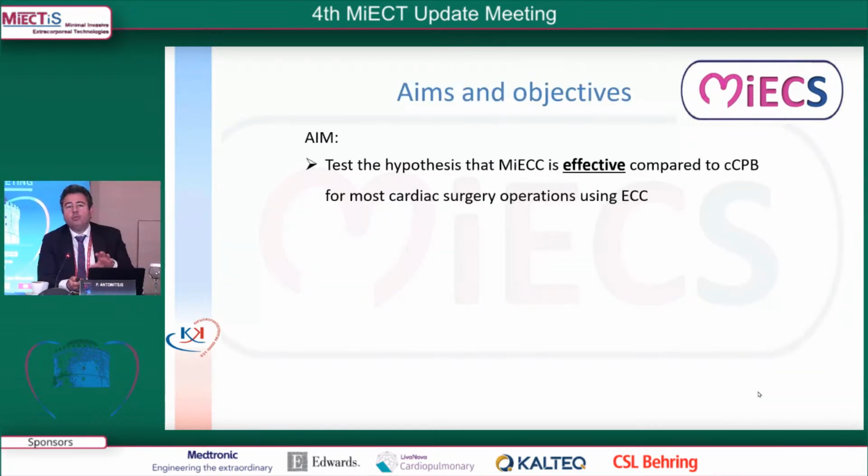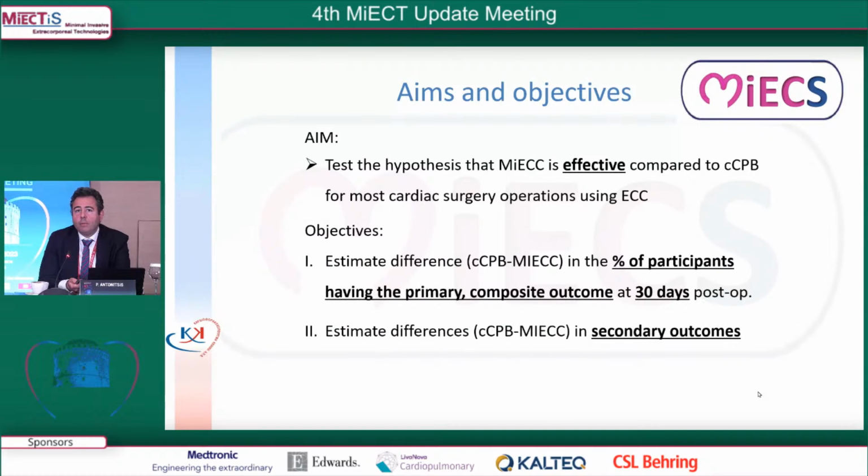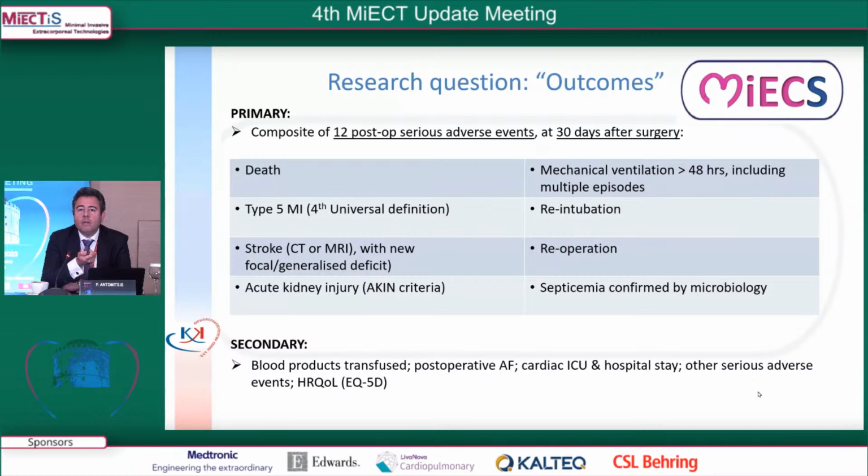And I say perfusion-related because we need to focus on these complications mainly. So the hypothesis of the study is simple: is MiECT more effective compared to conventional cardiopulmonary bypass in most cardiac surgery operations using extracorporeal circulation? And we will calculate the difference in the percentage of patients having a primary composite outcome during the first 30 days after surgery, because this is the time frame in which the effect of the CPB is more evident. And we also have secondary outcomes that are quite important.